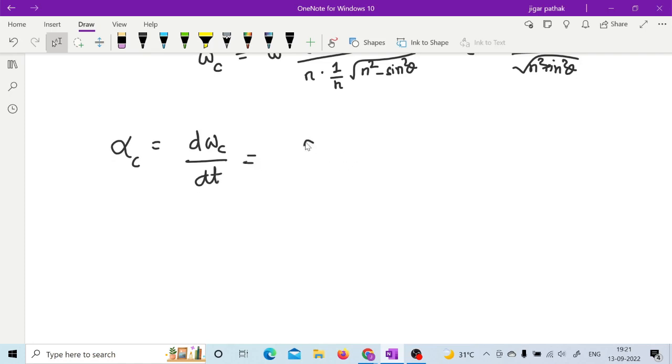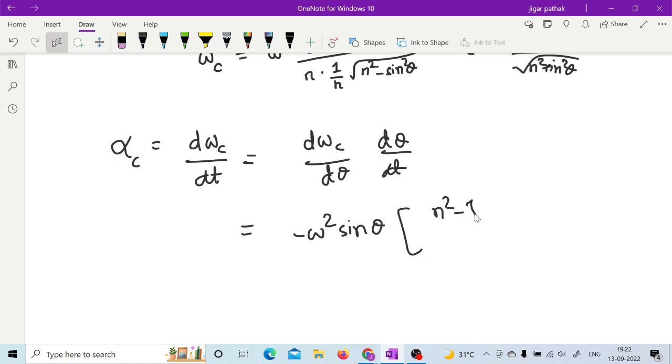So if you differentiate, d omega c by d theta into again d theta by dt, right? If you again differentiate the angular velocity of the connecting rod, then you can come up with the final equation as minus omega square sine theta, right, (n square minus 1) upon (n square minus sine square theta) to the power 3 by 2, right?